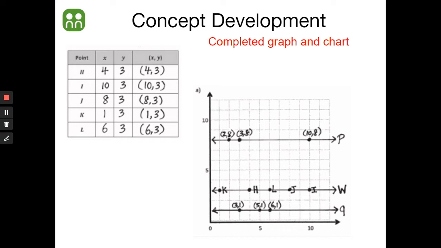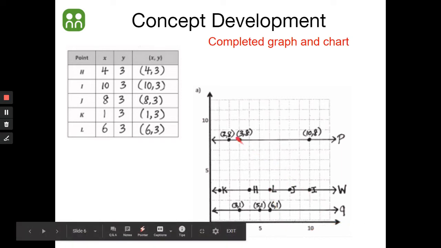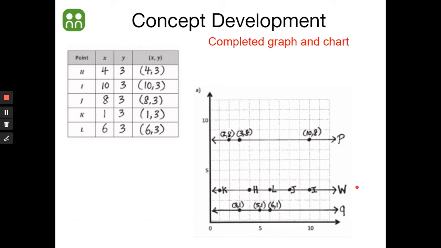Remember, this is the x-axis down here and the y-axis up here. The y-axis is always vertical. The x-axis is always horizontal. What line is W? What axis is W parallel to? Remember, parallel means a pair of lines that do not cross. And then we're going to ask what axis is W perpendicular to?